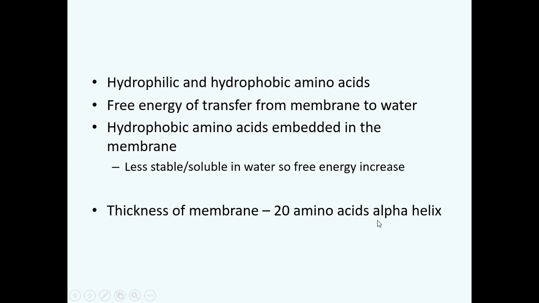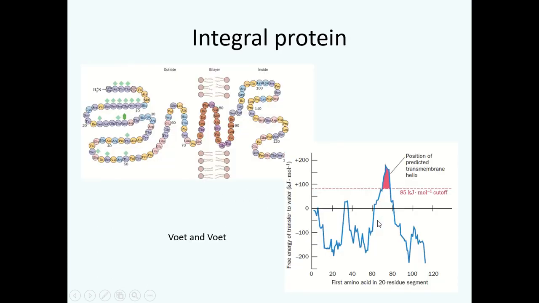So in order to determine the portion of the protein which is expected to be embedded in the membrane, what we do is that we look at a series of 20 amino acids together and we look at their potential of transfer from membrane to water.